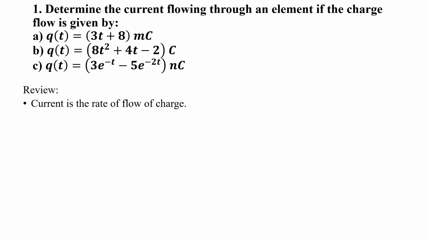What is electric current? Electric current is the rate of flow of charge. Mathematically, we can express electric current as the rate of flow of charge, i equals dq by dt. Here, both current i and charge q are functions of time.